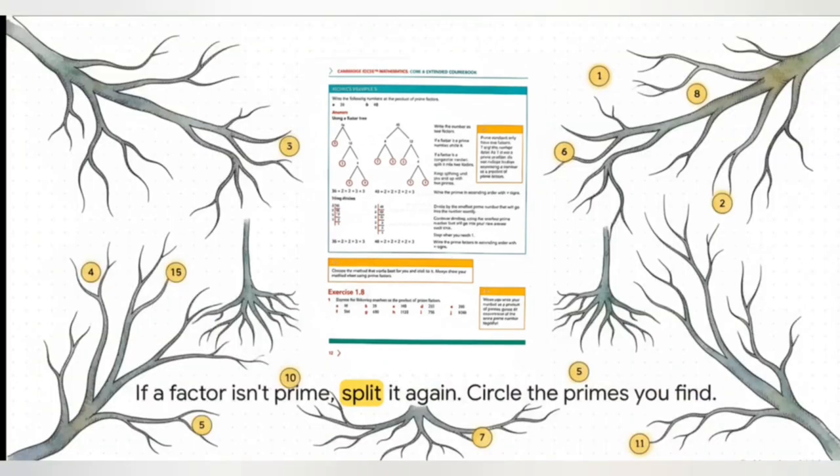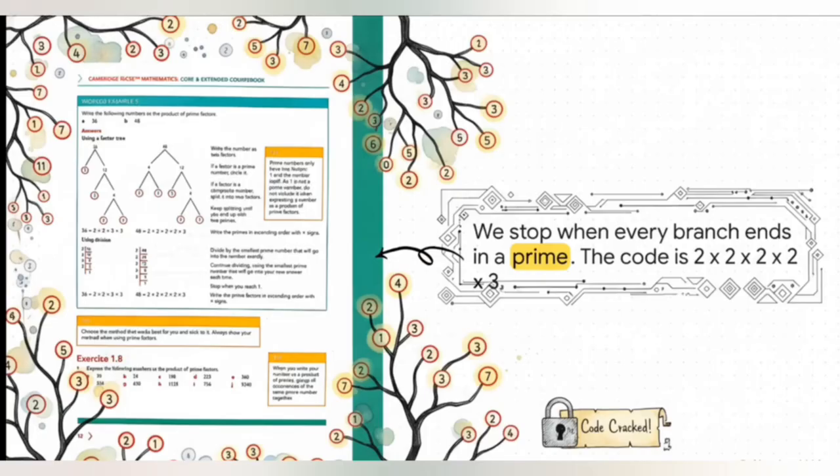Okay, now we look at our new numbers, 4 and 12. Are they prime? Nope, not even close. So we break them down again. 4 becomes 2 times 2. And since 2 is a prime number, we circle it. Boom, that branch of the tree is done. Now, 12 becomes 3 times 4. We circle the 3 because it's prime, but wait, 4 isn't prime, so we have to split it one more time. So as you can see on the completed tree, we just keep going until every single branch ends in a circled prime number.